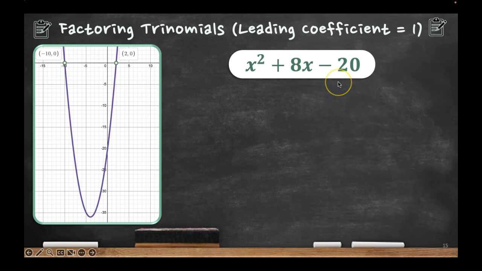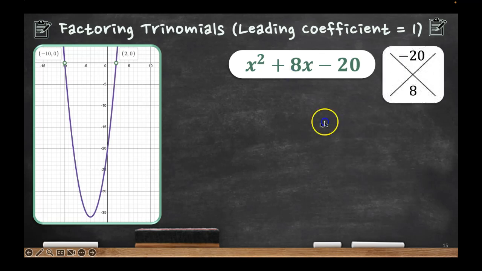So I want to find two numbers that multiply to give me negative 20, but add to give me 8. With 20, we could say negative 20 and 1, 1 and negative 20, negative 5 and 4, negative 4 and 5. And then we can also say negative 10 and 2, 10 and negative 2. Out of those, 10 and negative 2 multiply to get negative 20, but if I add 10 and negative 2, I get a positive 8. So those are my factors, 10 and negative 2.